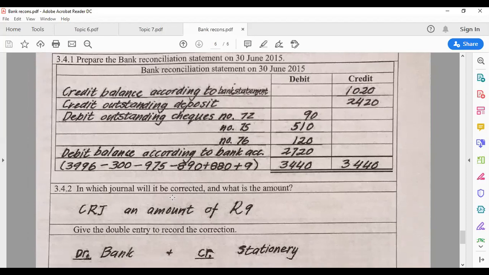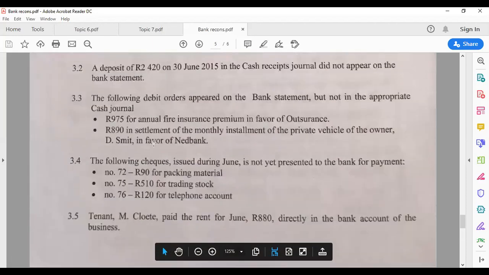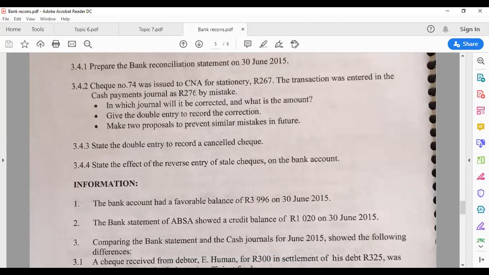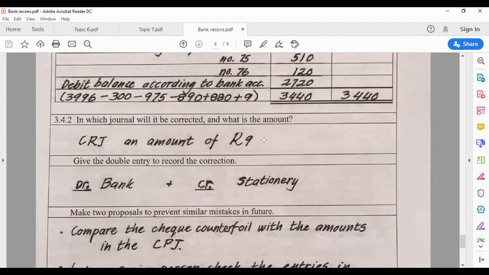In which journal will it be corrected? The amount of the 9 Rand. So the CRJ, because I recorded a payment of 9 Rand more than I should have. So this is important to know that your 9 Rand, you have to reverse. Okay, so that's CRJ. Give entries.